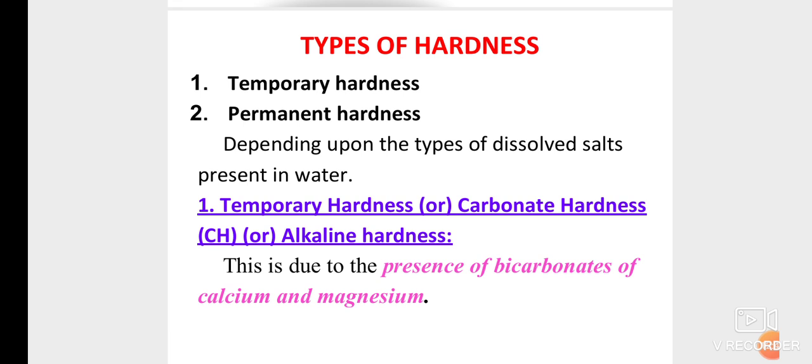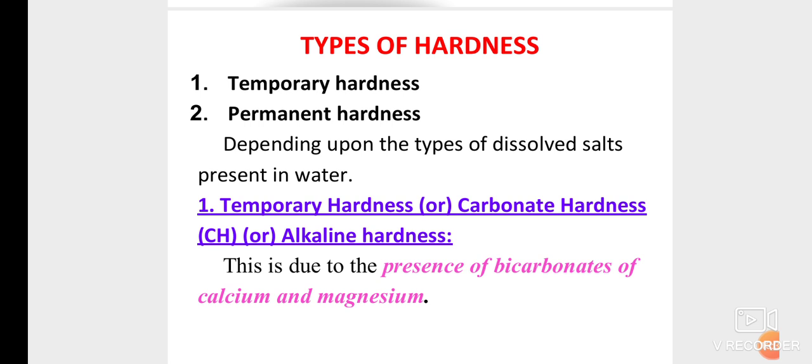Next we are going to the types of hardness. Based on the salt content in the water, we distinguish two types of water. One is temporary hardness water, the other is permanent hardness water. How can we find out the temporary hardness and permanent hardness? We will see one by one. Depending upon the types of dissolved salts present in the water, we classify them. One is temporary, another is permanent hardness. First we are going to see the temporary hardness. Another name for temporary hardness is carbonate hardness or alkaline hardness.